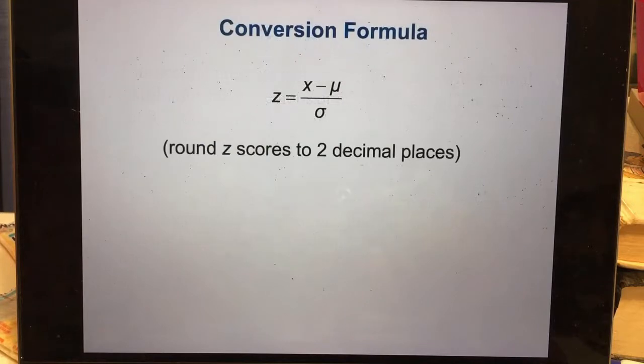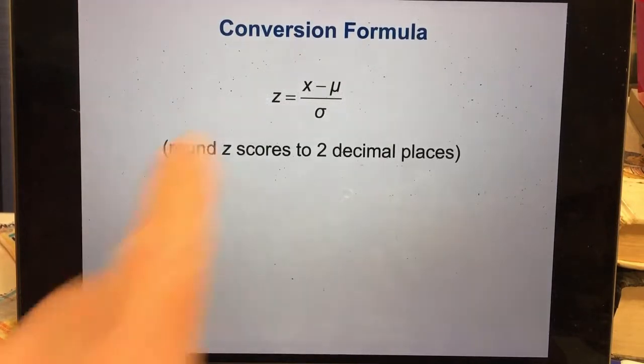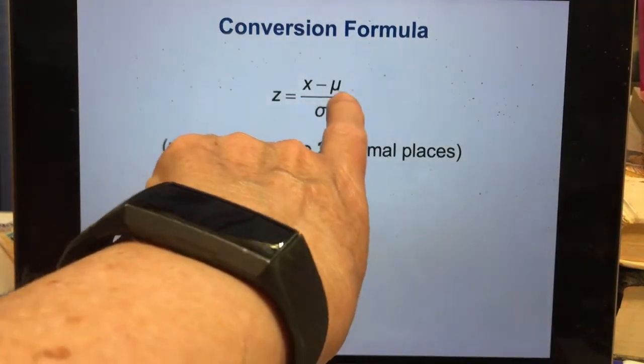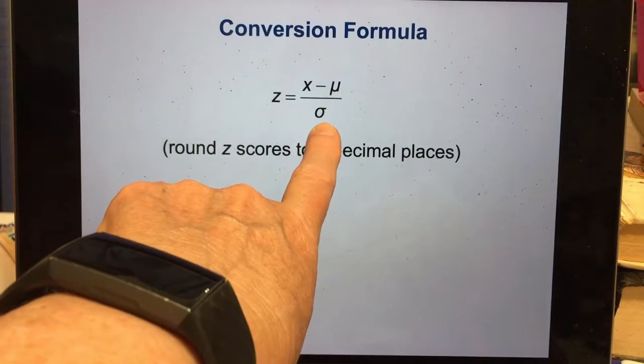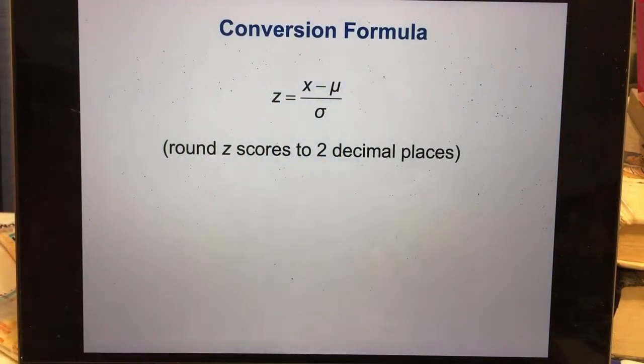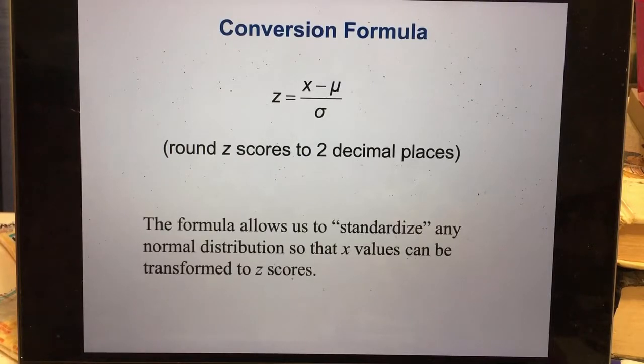Okay, so here is our formula. The z-score is the random variable x that we're talking about, minus the mean, divided by the standard deviation, and we're rounding the z-scores to 2 decimal places, as we've been doing before. The formula allows us to standardize any normal distribution so that x values can be transformed to z-scores.